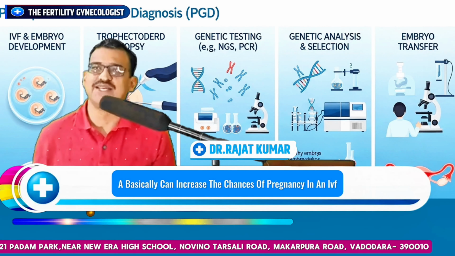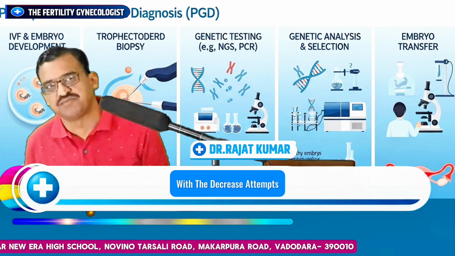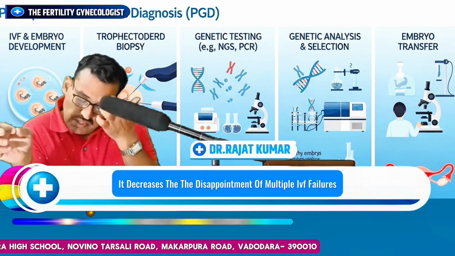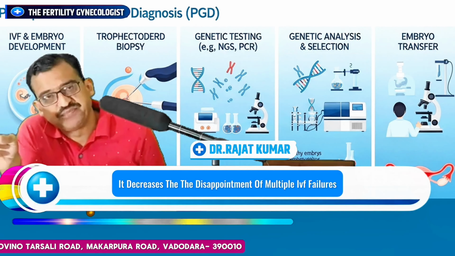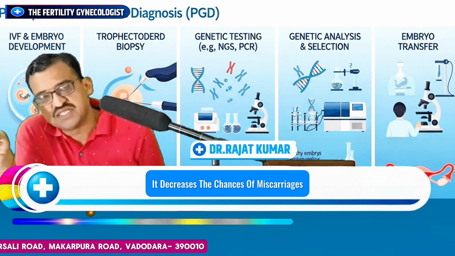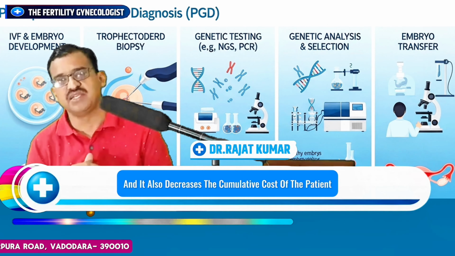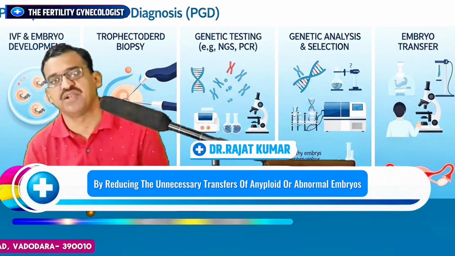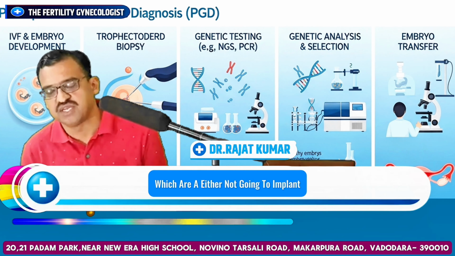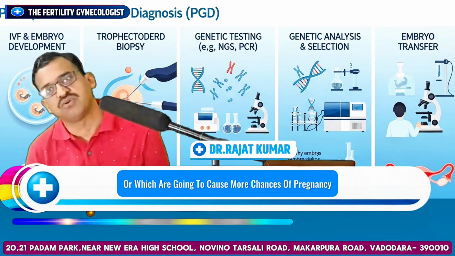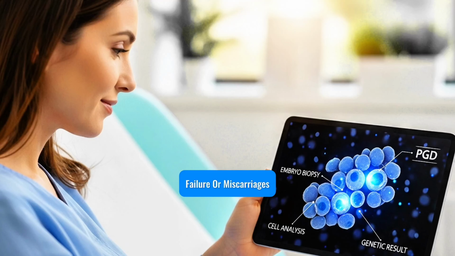So PGT-A can basically increase the chances of pregnancy in an IVF with fewer attempts. It decreases the disappointment of multiple IVF failures. It decreases the chances of miscarriages. It decreases the chances of cycle cancellation, and it also decreases the cumulative cost to the patient by reducing unnecessary transfers of aneuploid or abnormal embryos, which are either not going to implant or which are going to cause more chances of pregnancy failure or miscarriages.